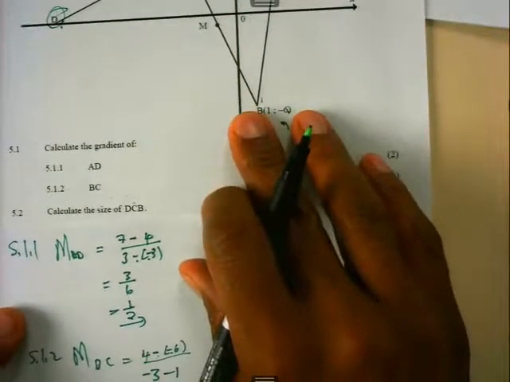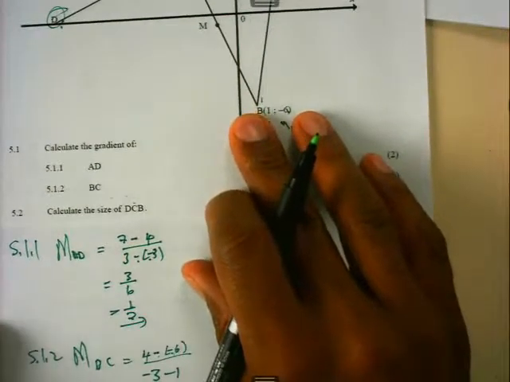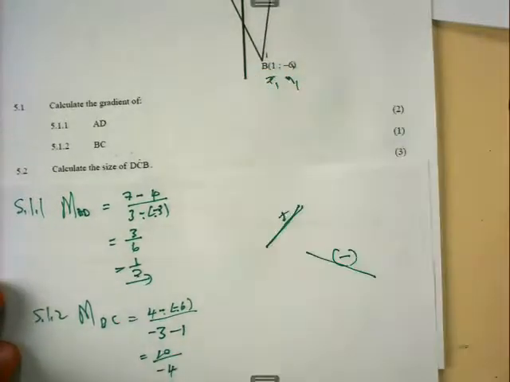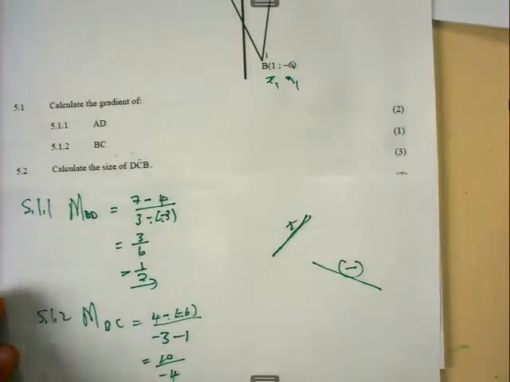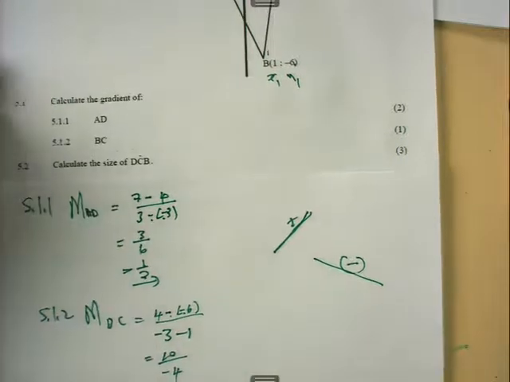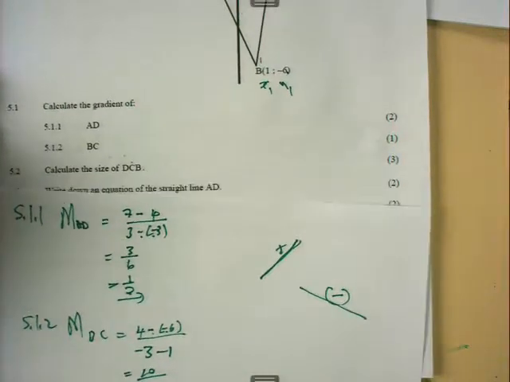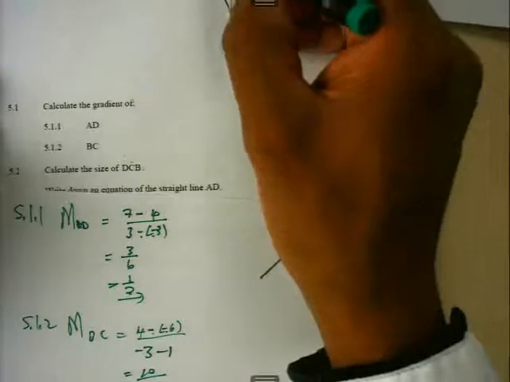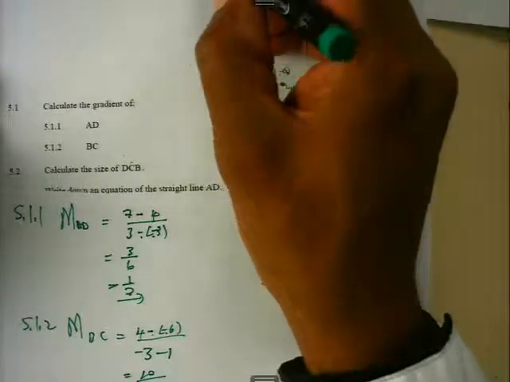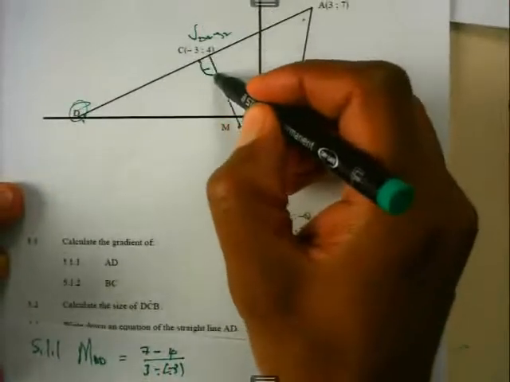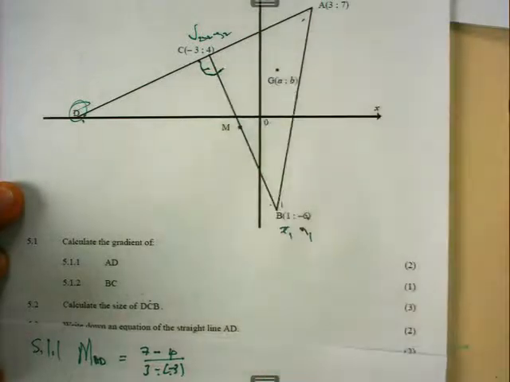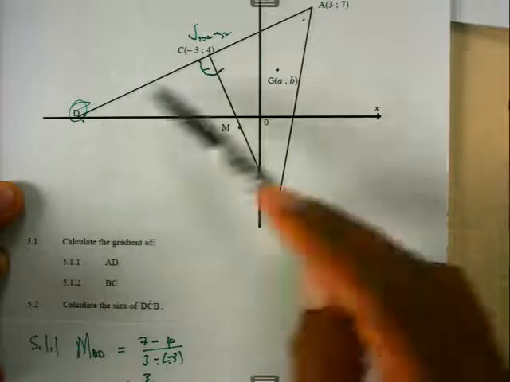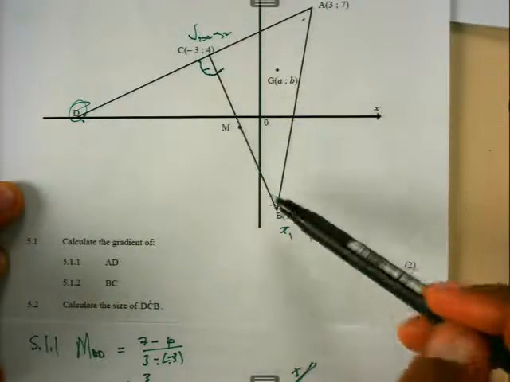Right, now 5.2 says you must calculate the size of DC. How do we calculate the size of DC? Here's the DC, that is DCB. Then it means we are looking at this angle here, that is angle DCB. Please, boys and girls, when you look at it like this, you can think that this is 90 degrees. They did not say AD is perpendicular to what? To BC.